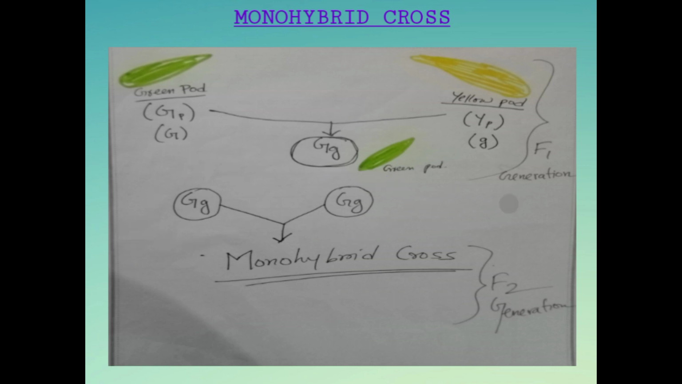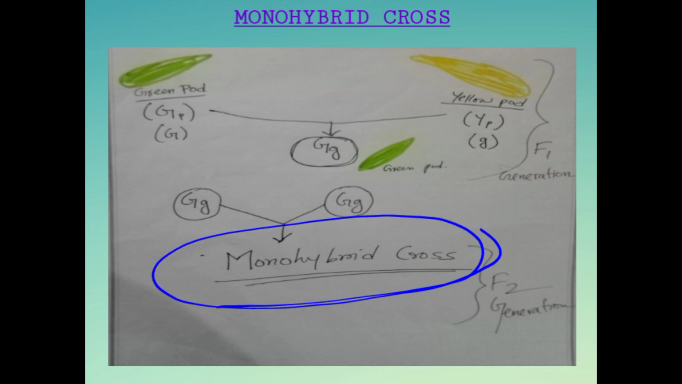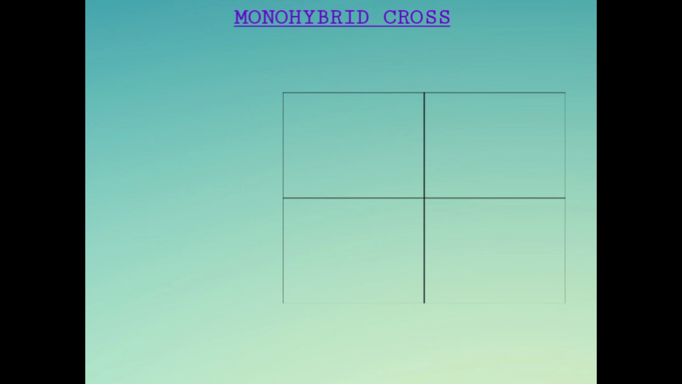Now when they are being crossed, we will get the monohybrid cross that I am going to show you. We will get the F2 generation. We'll see it here. As I have taken that one as the example, I will be showing you how you are going to get it. So let me write here.